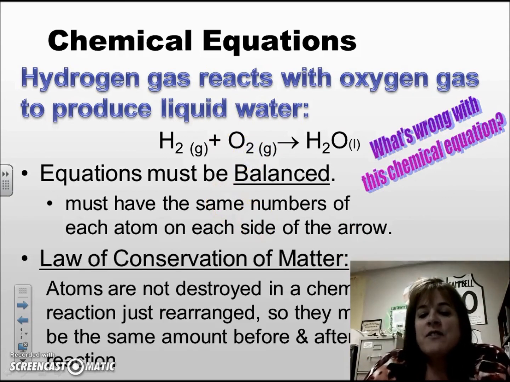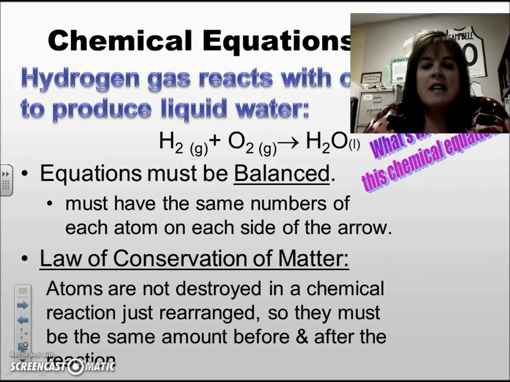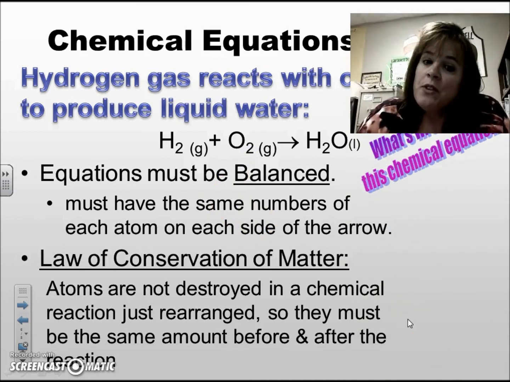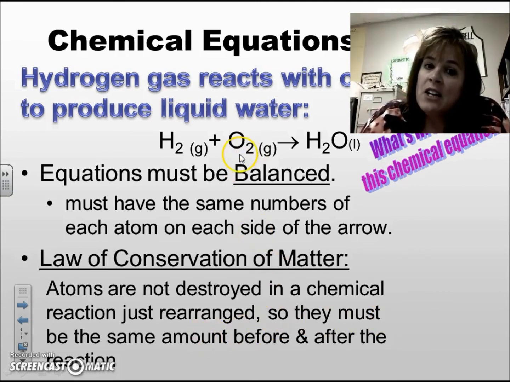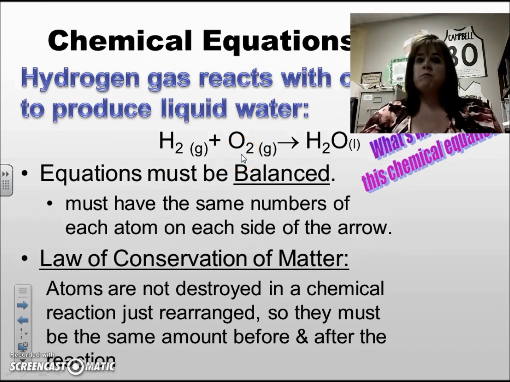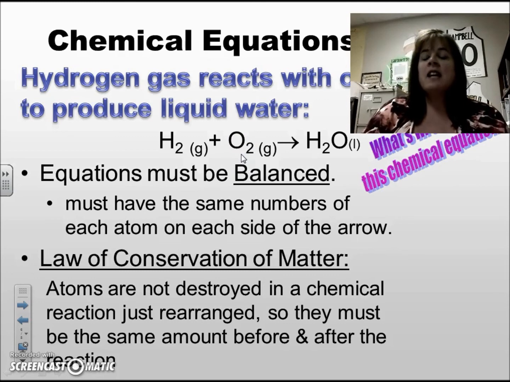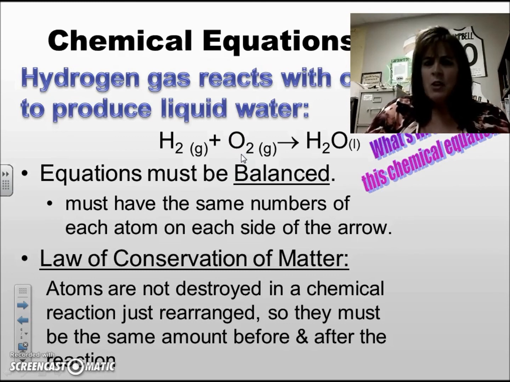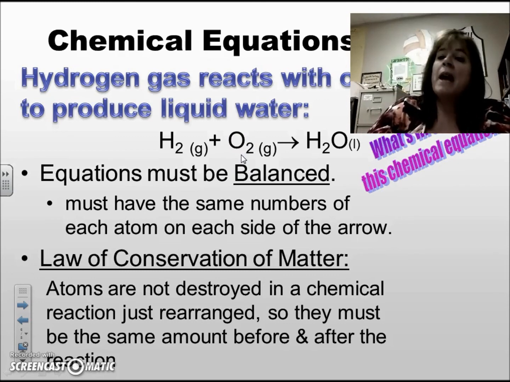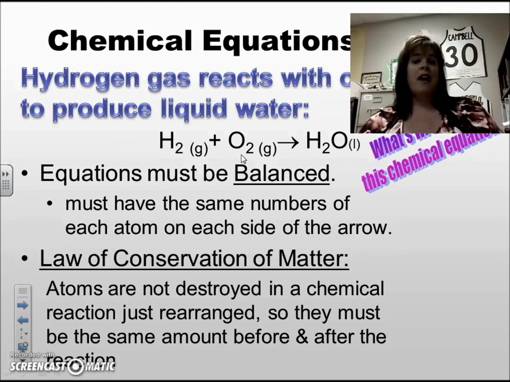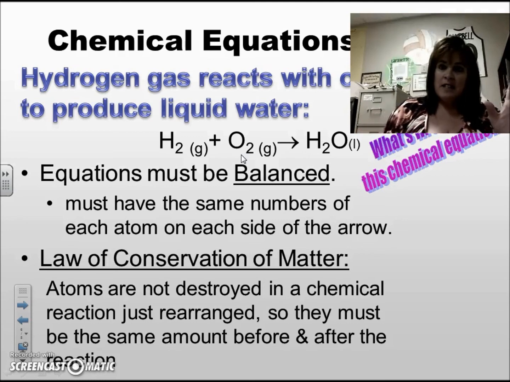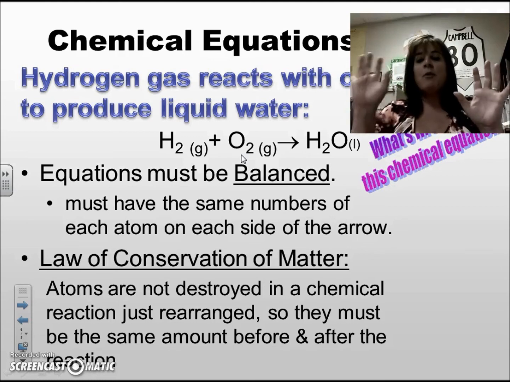So the law of conservation of matter says that atoms are not destroyed in a chemical reaction. They just get rearranged. So I can't just write only 1 oxygen over here because I didn't lose an oxygen. It didn't go anywhere. It didn't get destroyed. That would violate the law of conservation of matter. So we're going to have to do what's called balancing of chemical reactions to make sure that the number of atoms on the left side, the reactant side, is the same as the number of atoms on the product side.